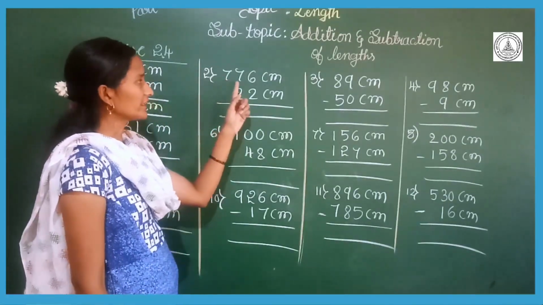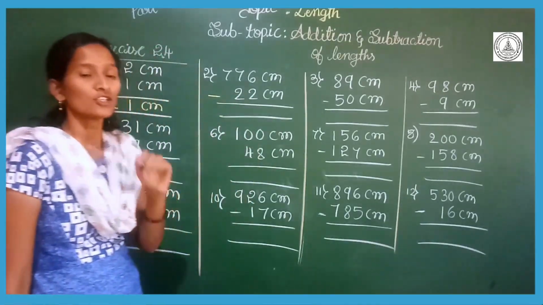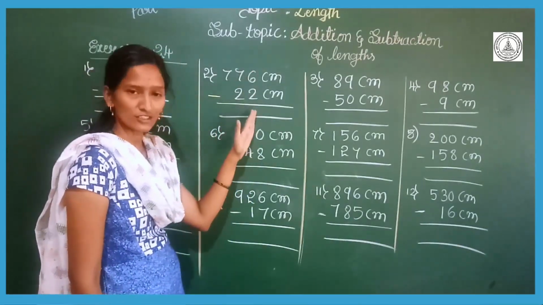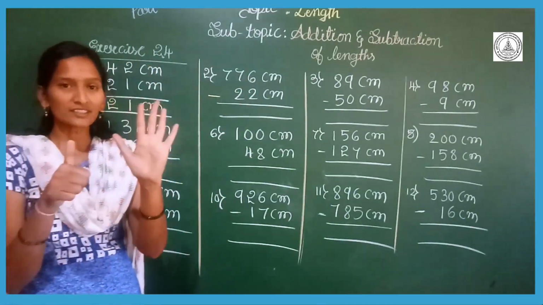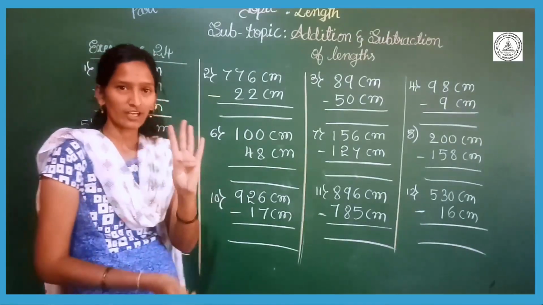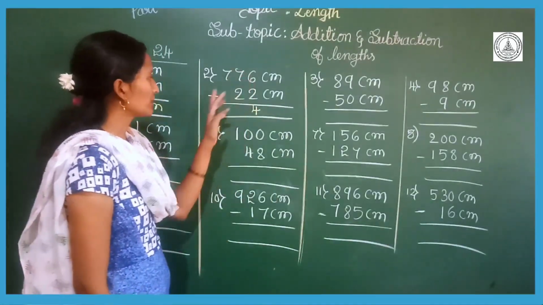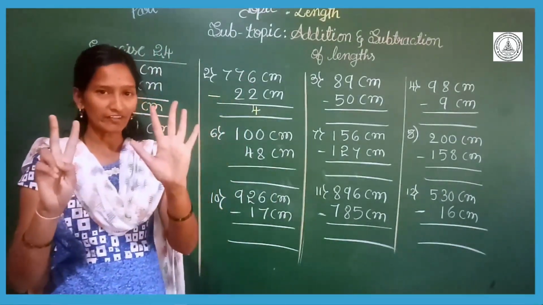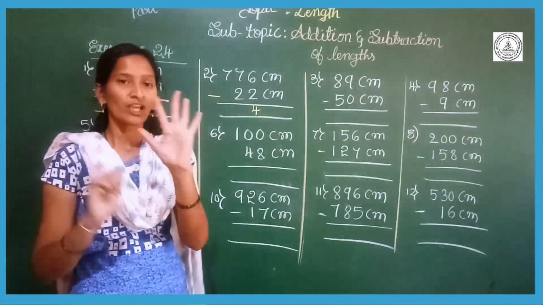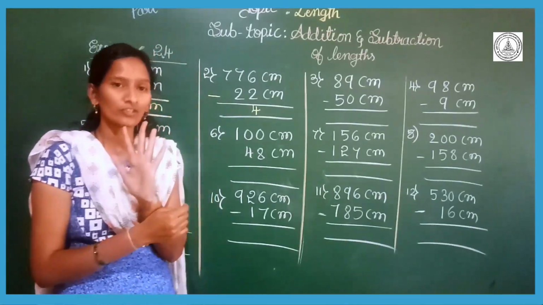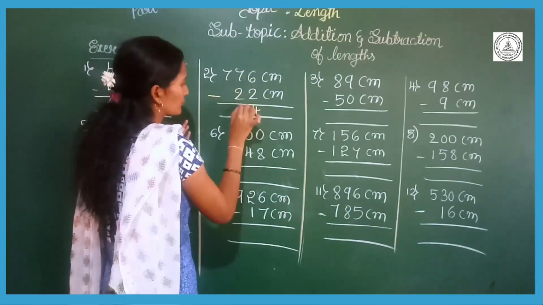It is 776 centimeter minus 22 centimeter. So first you have to solve the numbers in the ones column. That is 6 minus 2. What is 6 minus 2? 6 minus 2 is 4. Write down here 4. So next 7 minus 2. See, here are 7 fingers, and in that you have to subtract 2. How many fingers are left here? After subtraction, 5 fingers are left. 7 minus 2 is 5.